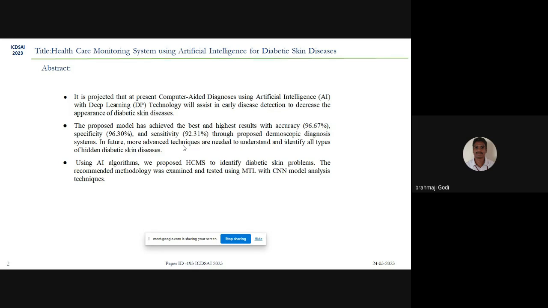So as of our research, what we have identified is diabetic skin diseases. This research work is somewhat novel, sir. One professor did this work in 2018, and after that we took it to a more advanced stage, considering more diseases with deeper knowledge. We named it a healthcare monitoring system for diabetic skin disease. This is the abstract, in which we achieved an accuracy of 96.7%, specificity of 96.3, and sensitivity of 92.3, following the hidden diabetic skin diseases.